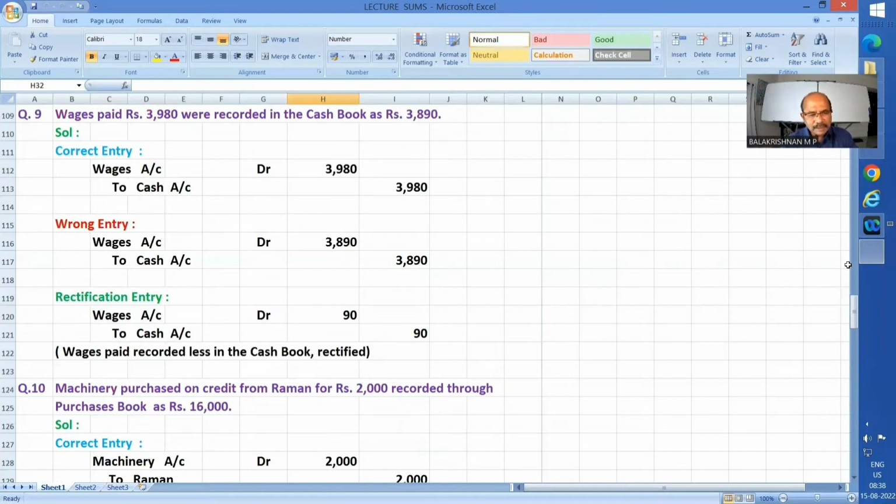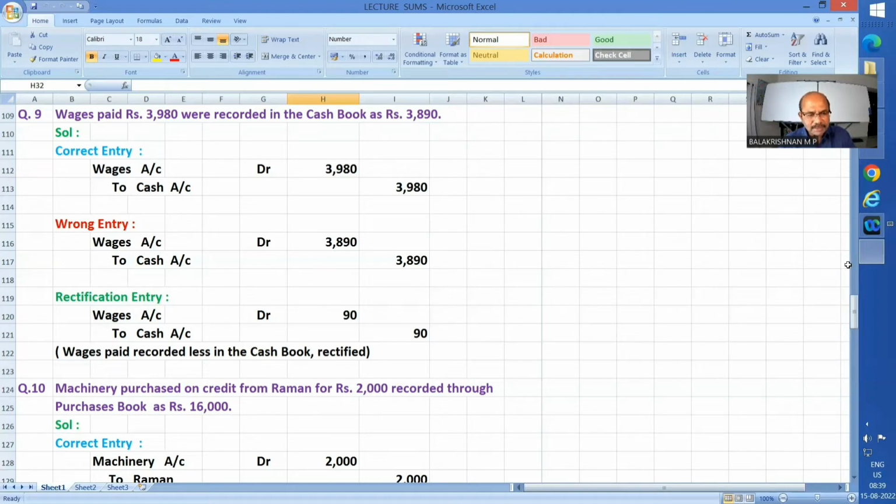Wages paid rupees 3,980 were recorded in the cash book as rupees 3,890. This is also a wrong amount. Recorded in the cash book means the debit as well as the credit aspect has gone wrong. A wrong entry in the cash book means a cash difference will surface. So you must have noticed it the same day evening while verifying the cash. Naturally, the same day evening itself, you must have proposed this journal entry. Otherwise, it's a very serious lapse. Okay, whatever it is. So what is the net effect?